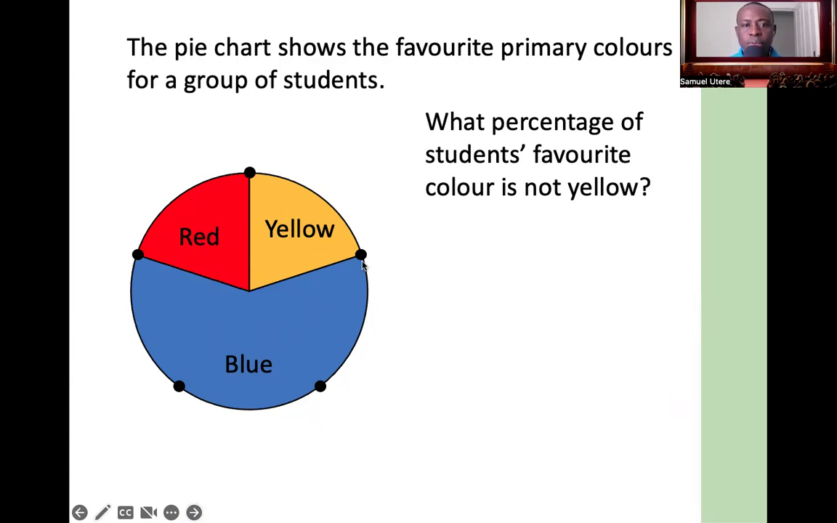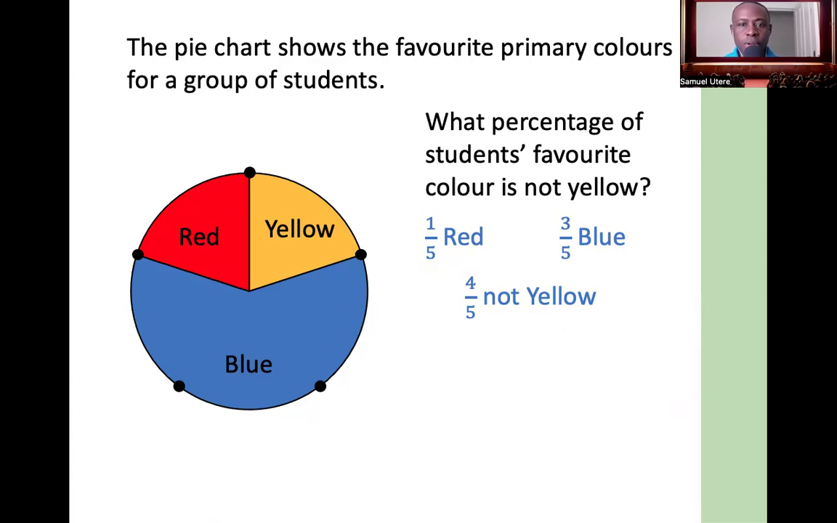So we're going to have to find out the parts that represent red together with blue. Red or blue means it could be red, it could be blue, so we have to take account of all of them together. So we have 1, 2, 3, 4, so that is 4 out of 5 parts. Because red is 1/5, blue is 3/5. We put them together, 4/5 represents not yellow.